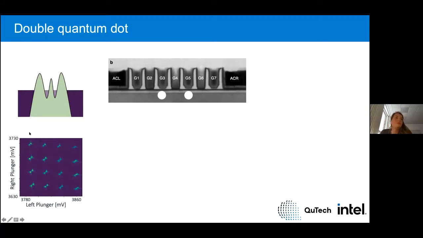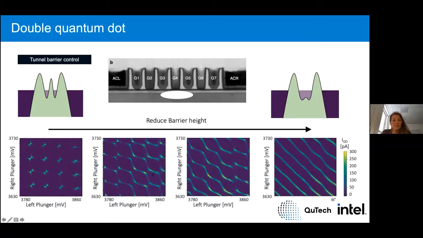Nevertheless, if we go to the multi-electron regime, we can also form two quantum dots. We call it a double quantum dot with a tunnel barrier in between. And here you see lines basically indicative of adding electrons to one dot. And if you go to the top, you add electrons to the other quantum dot. And what we can do is we can lower our tunnel barrier, so make G4 basically more and more positive.